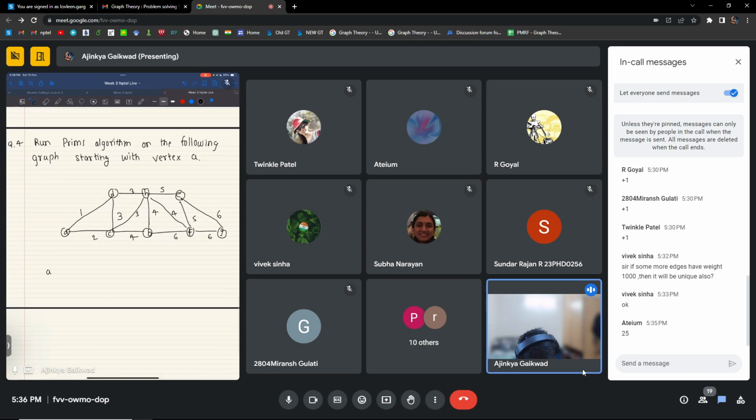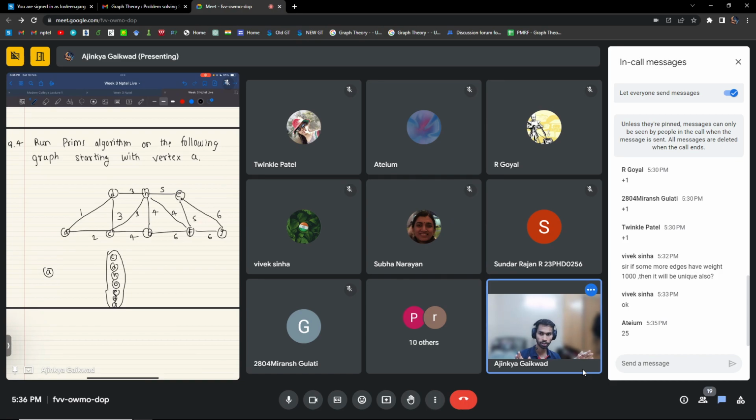It puts a vertex on one side and puts the other vertices on the other side. Let's say C, D, H, B, then E, F, G. So this is called a cut of the graph G. By cut, I mean partitioning the vertices into two parts. I put A on one side and all the other vertices on the other side.